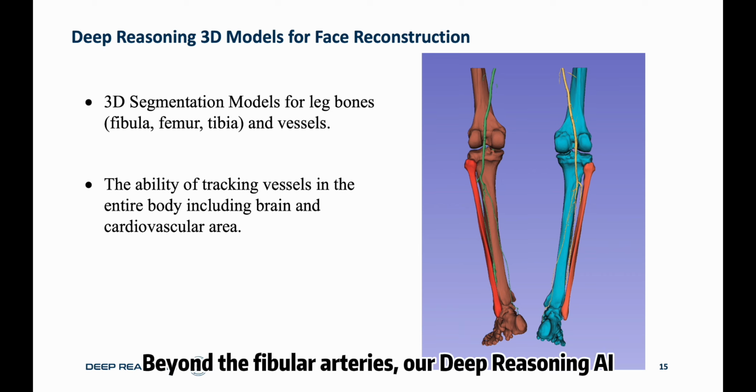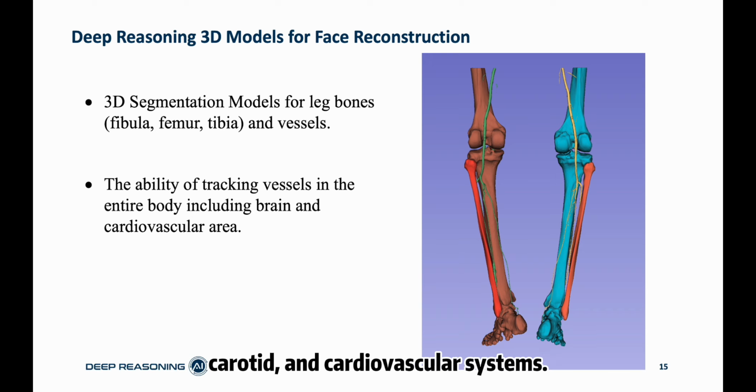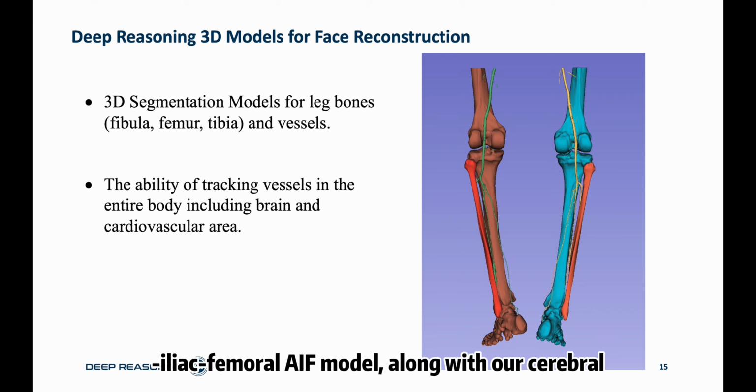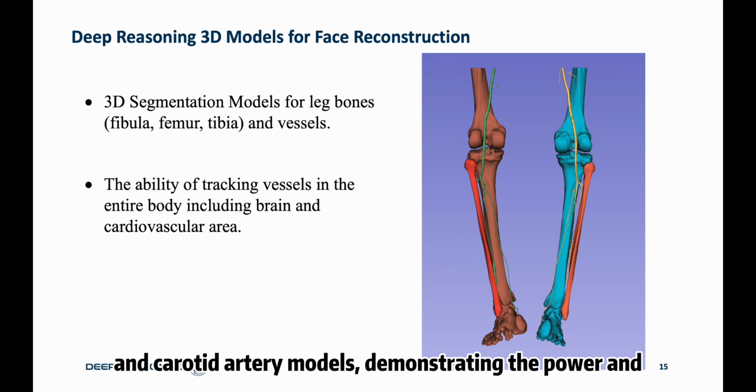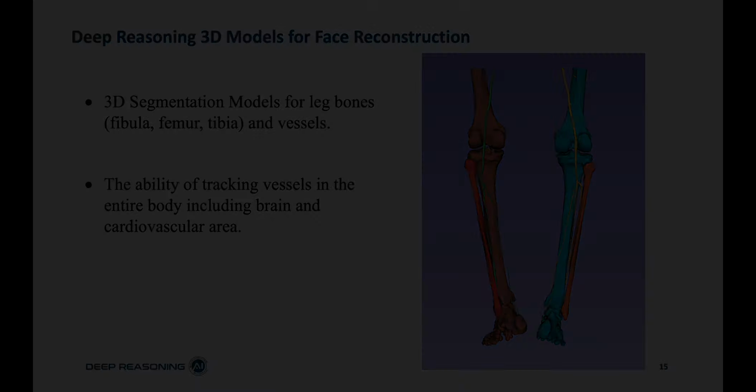Beyond the fibular arteries, our Deep Reasoning AI framework enables full-body vessel tracking, including cerebral, carotid, and cardiovascular systems. In the upcoming sections, we'll showcase our aorta-iliac femoral AIF model, along with our cerebral and carotid artery models, demonstrating the power and precision of our platform across multiple domains.